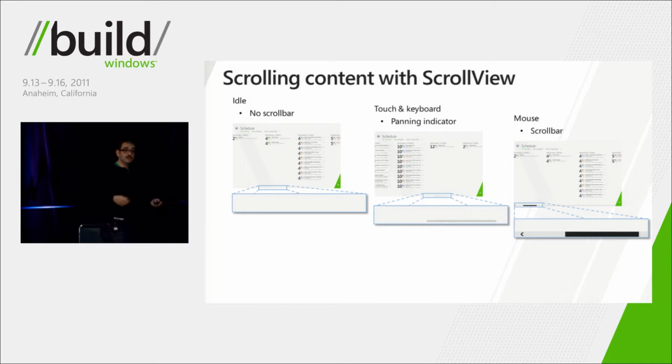And then if you want to use mouse, you get the full-fledged scroll bar and all the power of the scroll bar. You can grab the scroll thumb and move to the front, to the end. You can tap in the track to move by page. You can click on the arrows.